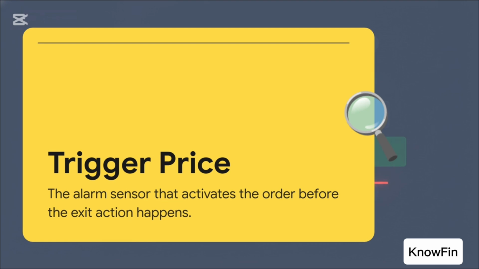First up is the trigger price. Think of this as the alarm sensor. It simply wakes up your broker system. The second component is the limit price. This is the exact exit door price you are actually willing to accept to get out of the burning building.